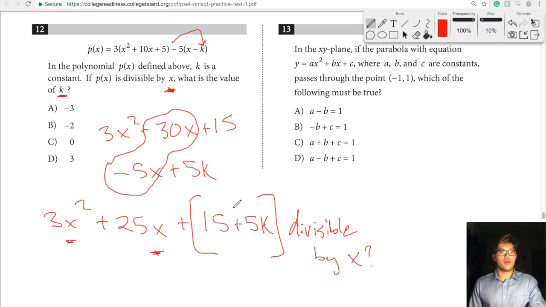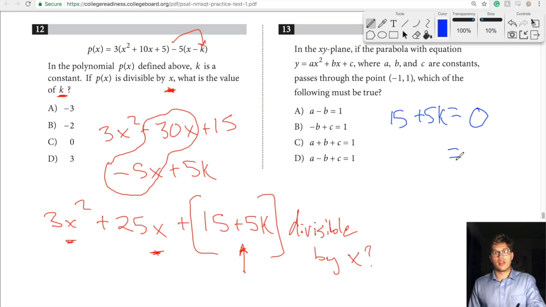Well, this value is only divisible by x if it is 0. We don't want anything here. So we want 15 plus 5k to equal 0. So let's change to a nice blue color. So we want 15 plus 5k to equal 0. And so when does this equal 0? Well, it equals 0 whenever k equals -3.